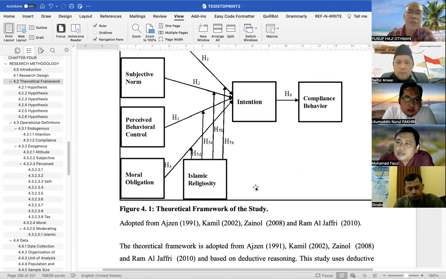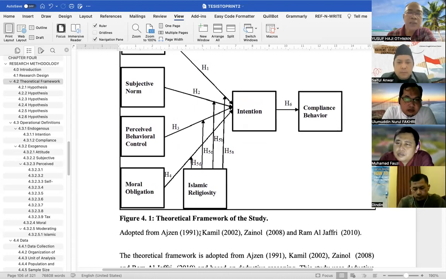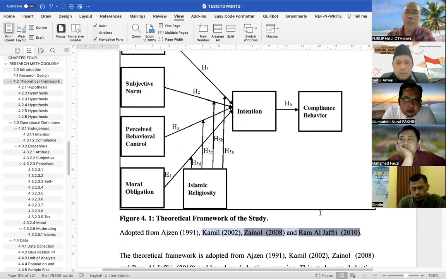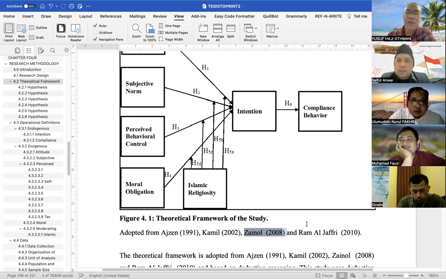So fortunately, Eisen, this guy, Eisen, he published his questionnaire items, right? And the rest, they do not publish. And I went to see this person, right? And asked for the questionnaire. Alhamdulillah, he gave me. And then he also gave me the number of this person and the number of this person. So I contacted them and I asked for the questionnaire items.